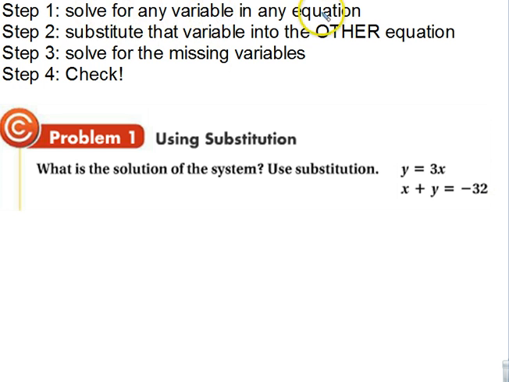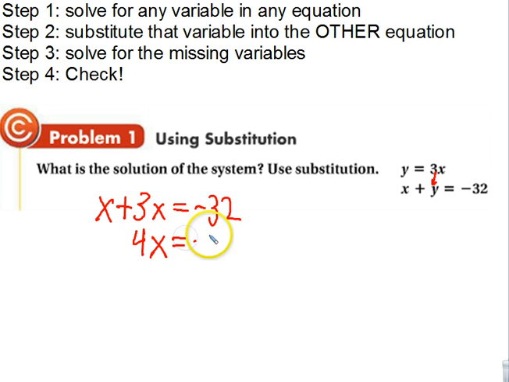Solve for any variable in any equation. This one is already solved for y. So I'm going to take the letter y from the other equation, take it out, and substitute 3x into it. So I get x plus 3x equals negative 32. Now I solve this, combine those together, divide by 4, and I get x equals negative 8, because remember that's a negative.